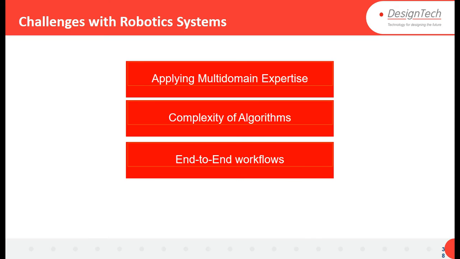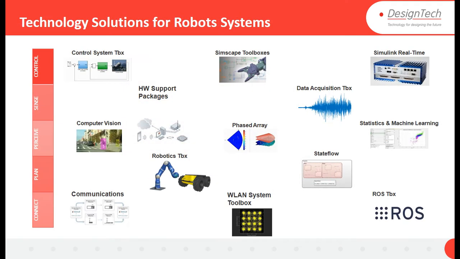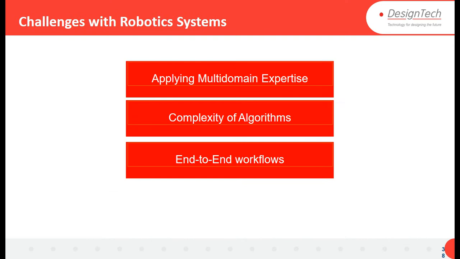So whatever application we saw in the previous slides, what challenges are there in designing a robotic system, because different kinds of robots are there? Applying multi-domain expertise, complexity of algorithms, and end-to-end workflows, meaning from designing to manufacturing and then selling also. Means from end to end: designing, testing, deploying, and launching commercially. These kinds of challenges, and we'll discuss how they can be overcome using MATLAB and Simulink.